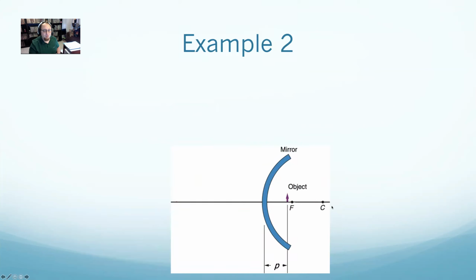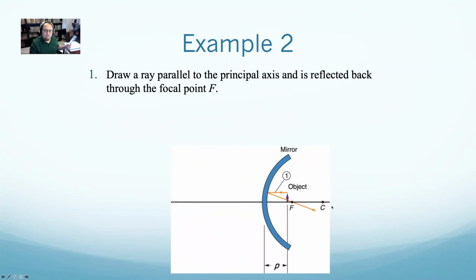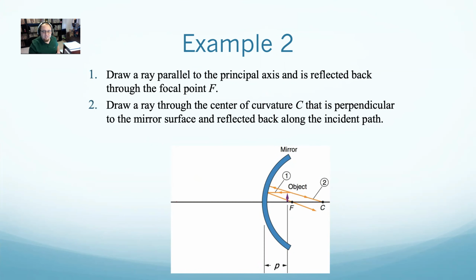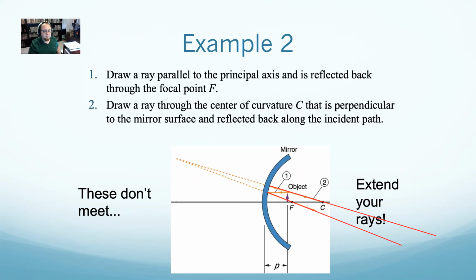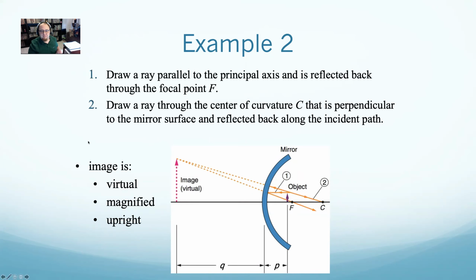If I have one that's closer, I do the same thing. Straight across through F. From the thing through C. Now, if I look at these lines, they're moving apart. They're never going to meet. If I extend this line and extend this line, they are literally getting further away. If you have lines that do not meet, just continue them in the other direction. Wherever they meet, that's your image. This is a virtual image because it's on the opposite side of the mirror. It is magnified because it is bigger. It is upright because it points up.